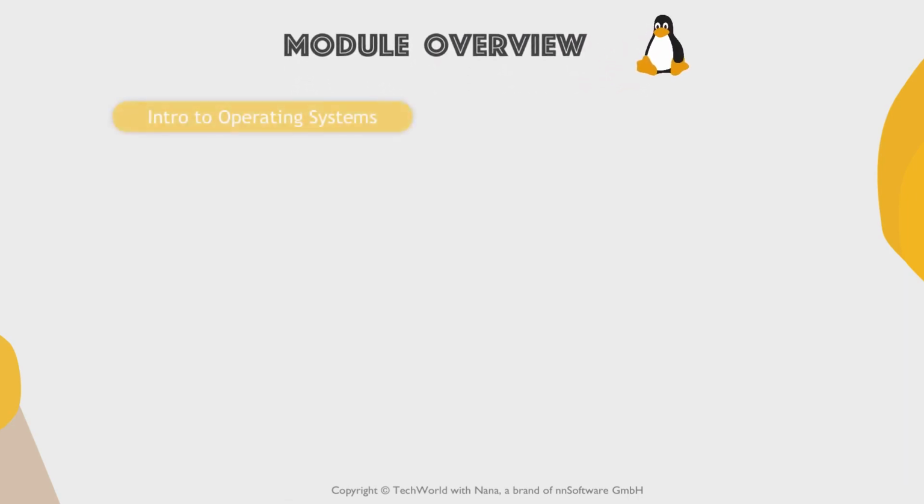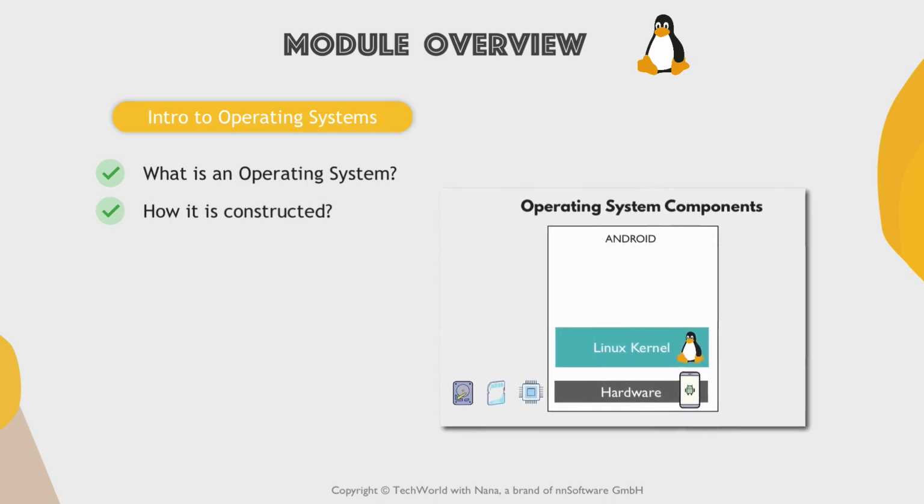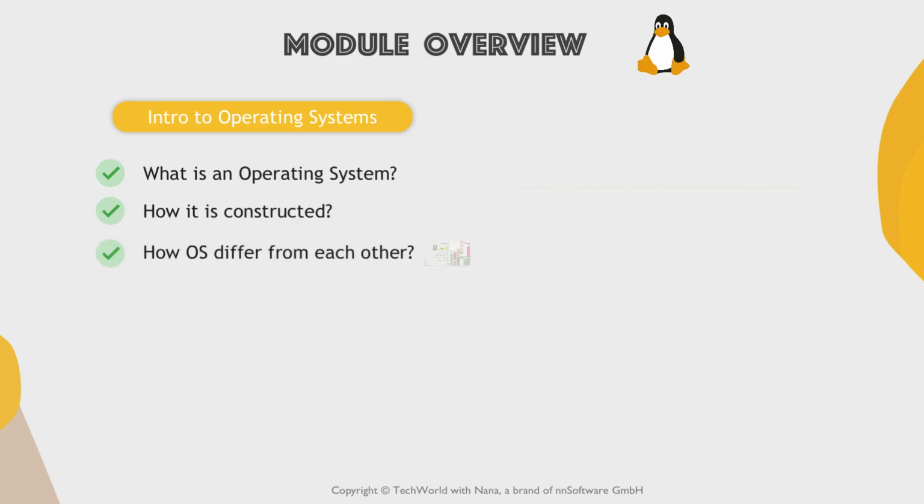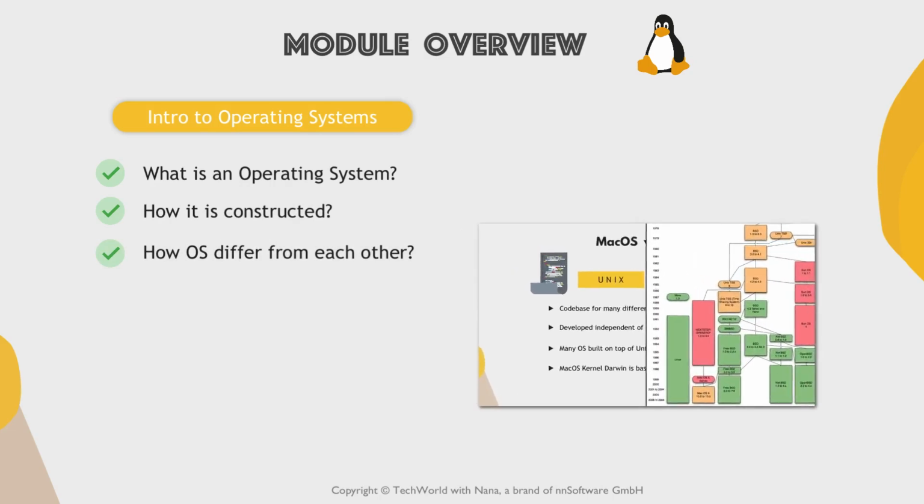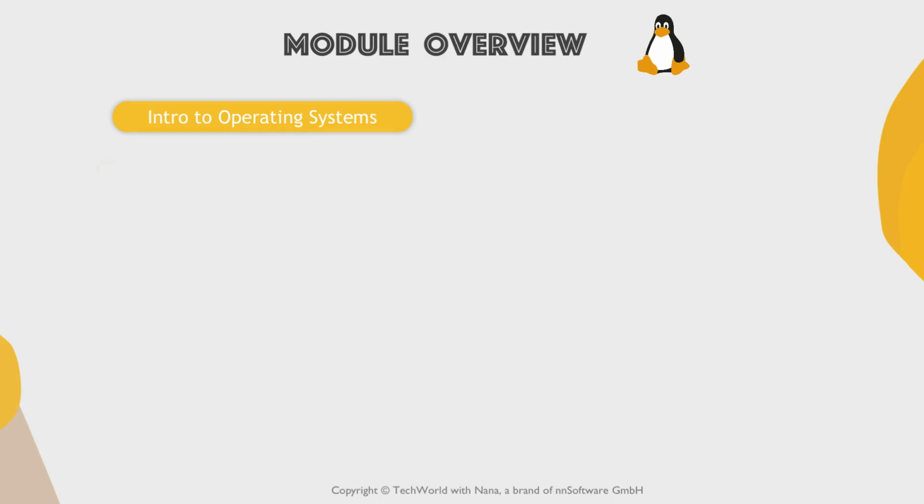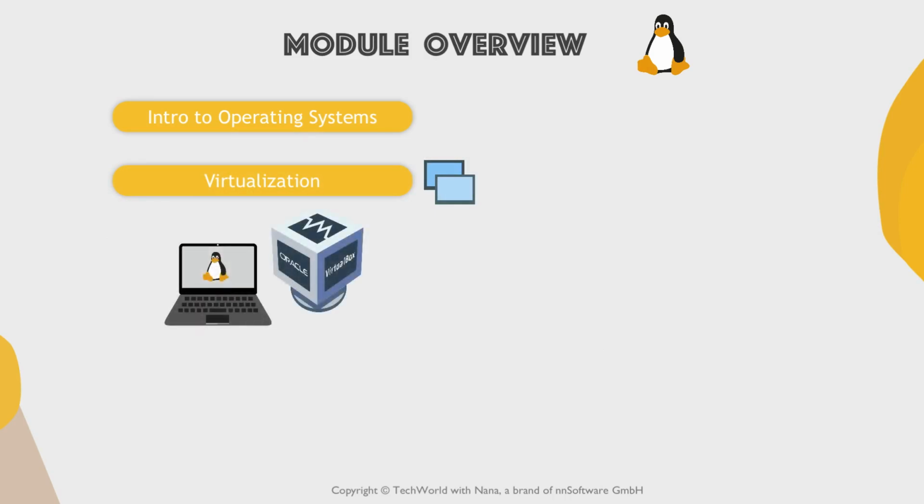We will start by giving you an introduction to operating systems, like what is an operating system, how does it work, and how is it constructed, as well as how different operating systems like Unix, Linux, Windows, and macOS differ from each other. Then you will learn about a very important concept in modern IT world, which is virtualization and virtual machines. After understanding how they work, we will set up a Linux virtual machine on our computer.